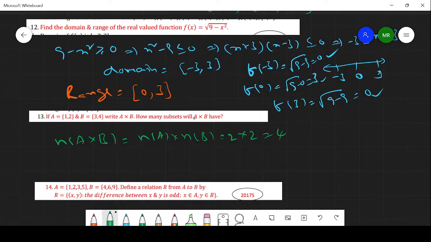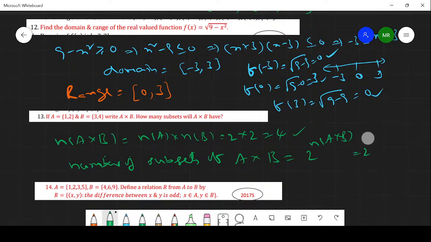They are not asking number of elements of A cross B. This is elements of A cross B. They are asking how many subsets will A cross B have. Always remember, number of subsets of A cross B is nothing but number of relations from A to B, both are same. Number of subsets of A cross B equal to 2 power N of A cross B. It will be 2 power 4, which is equal to 16.